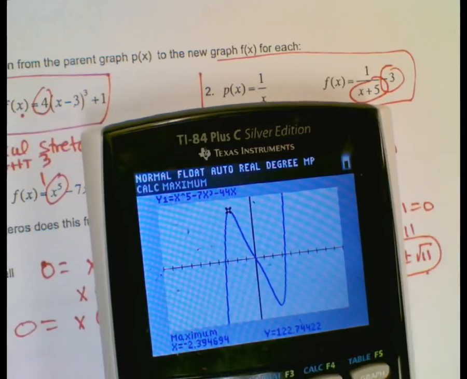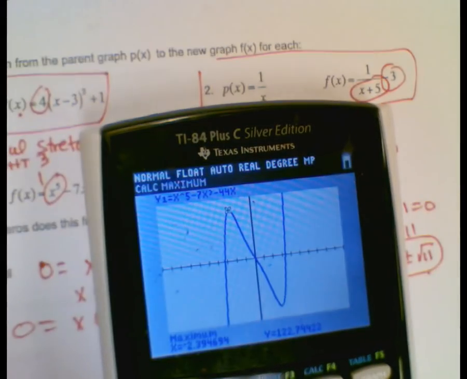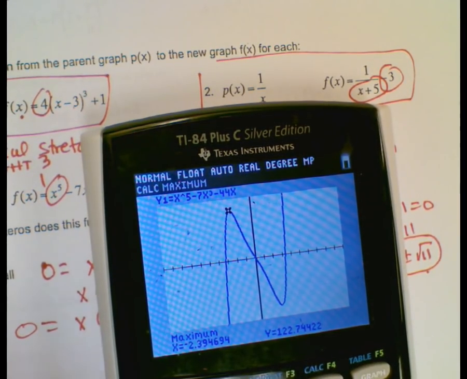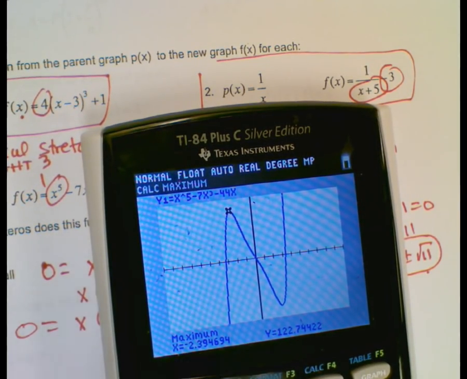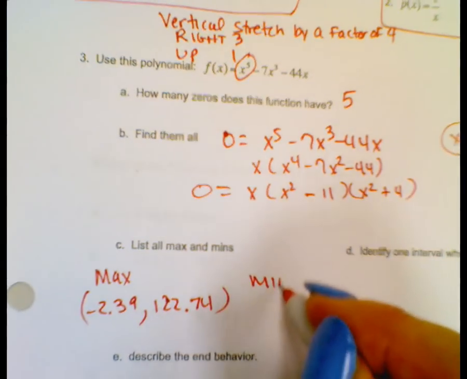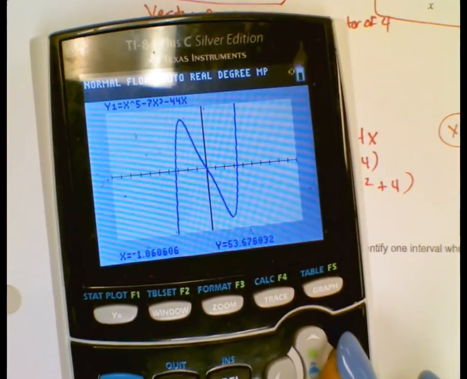So the max is negative 2.39 and 122.74. That's the max. And the min, we're going to find that by pressing trace, moving the spider down.